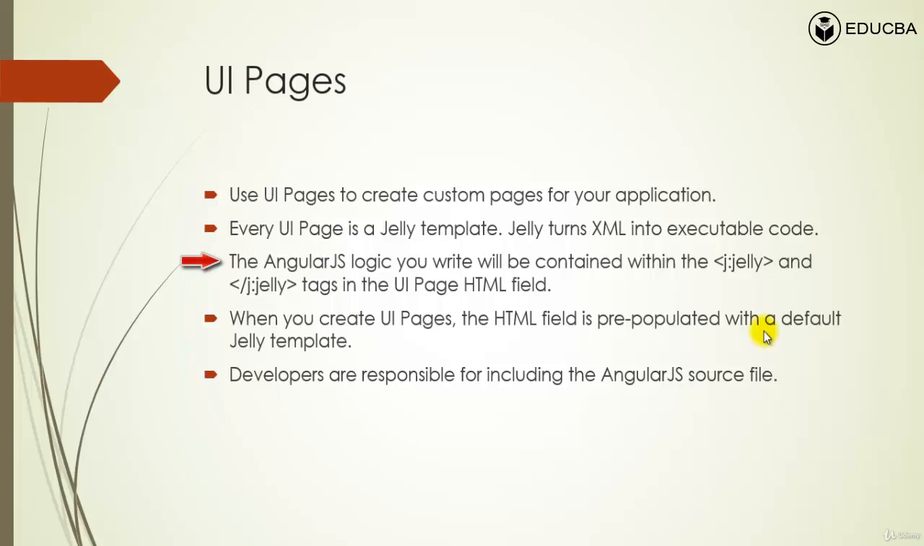The AngularJS logic which we write will be contained within the j:jelly tags, that is the opening and the closing tags in the UI page HTML field. Whenever we create a UI page, the HTML field is pre-populated with a default Jelly template. So whenever you go to create a UI page, you'll see some default templates. Developers are responsible for including the AngularJS source file. So let's go and see that.